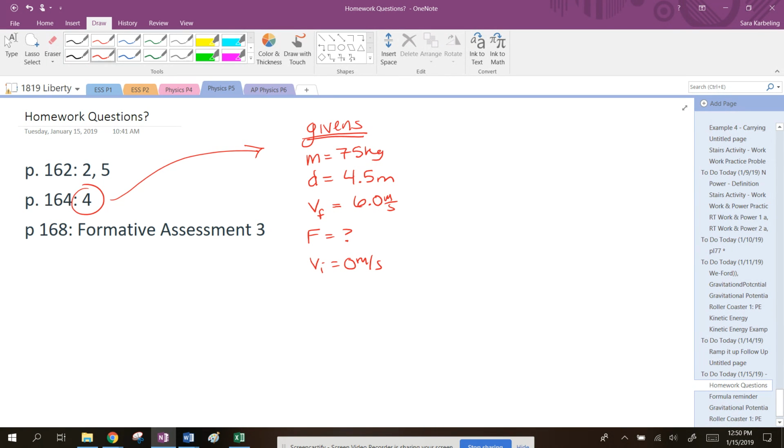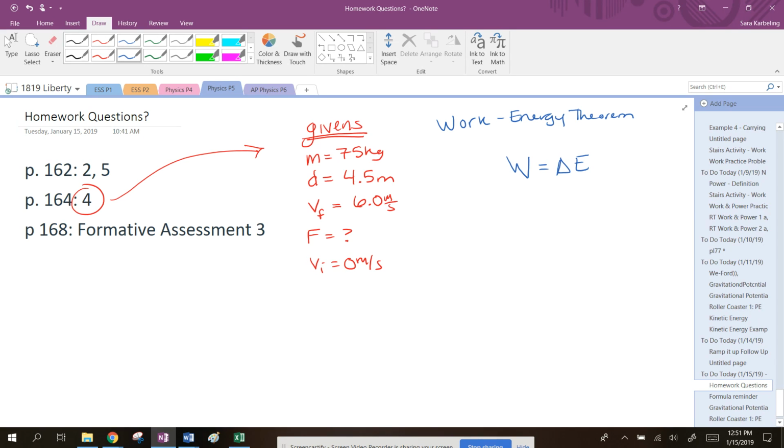Now, we've not talked about it as the work kinetic energy theorem. We've talked about it as the work energy theorem before. What is the work energy theorem? Do you remember? Look in your notes if you don't remember. Find it, somebody. What is the work energy theorem? We wrote about it a couple of days ago, I think. Yeah. Work is equal to the change in energy.